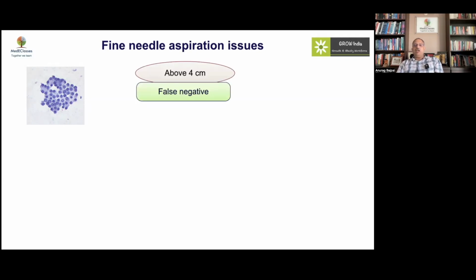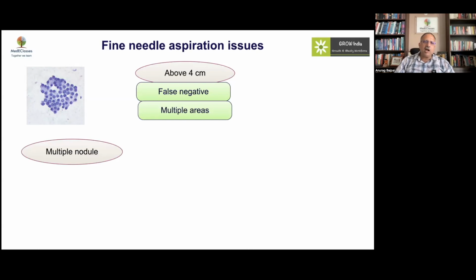If you have a large lesion, above 4 centimeters, you may sample only a particular area and you may misdiagnose it. You may have a false negative result saying that, okay, there's no malignancy, but the other region may have malignancy. So the recommendation is to sample from different regions if it's a large lesion.